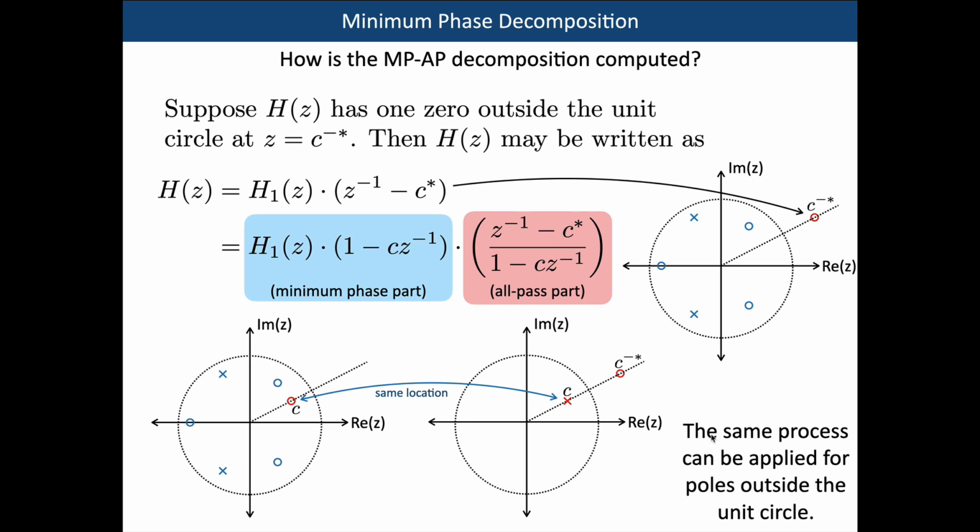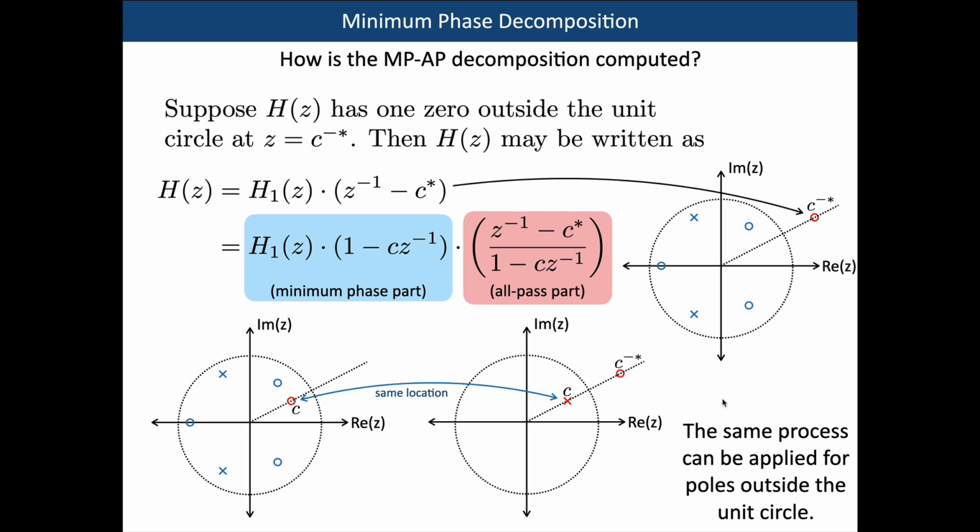I say here that the same process can be applied to poles outside the unit circle, but with poles it's a little bit different because poles outside the unit circle lead to unstable causal realizations. But they correspond to anti-causal stable realizations. So anyway, there are some issues that we have to think about if we want to apply this process to poles.